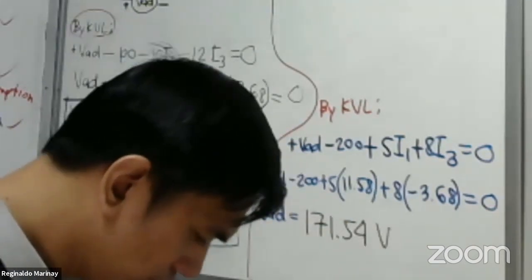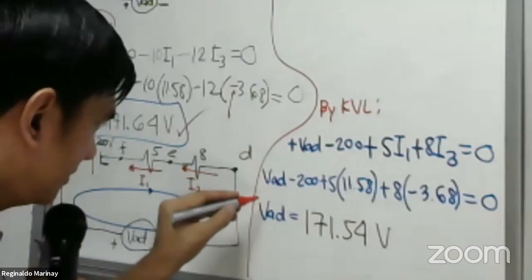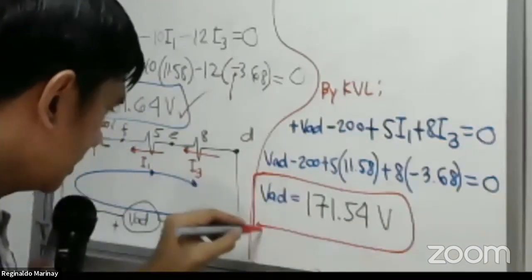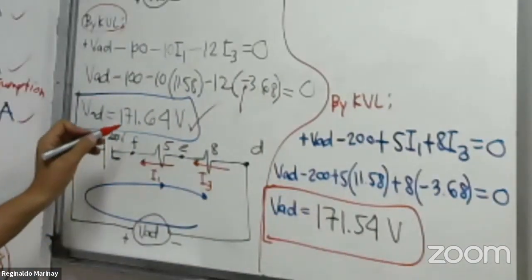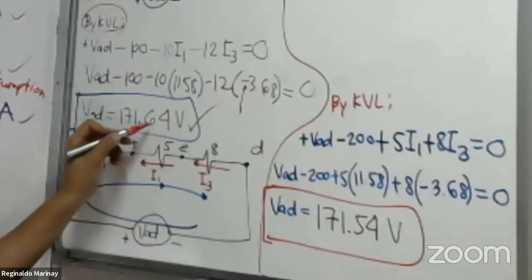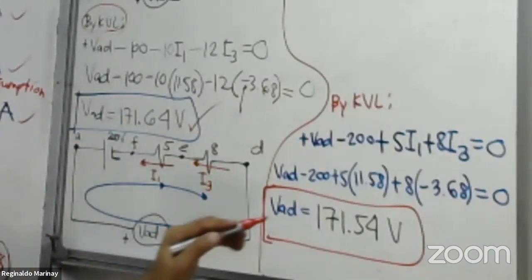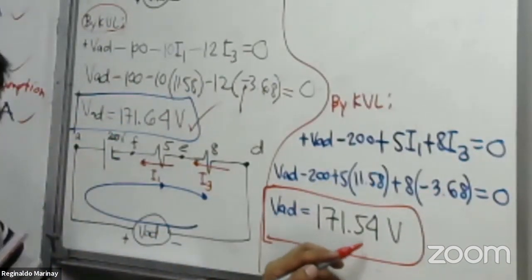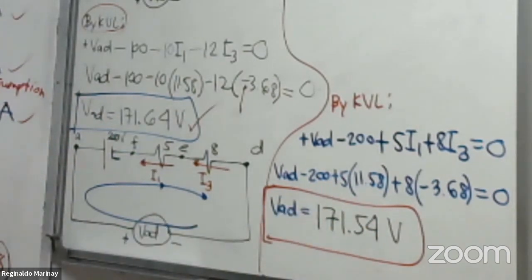Volts. Sir, you are wrong. My student said that. Why? Because here, this is 171.64. Your answer here is 171.54. You're too much meticulous. Too much meticulous is wrong. No?